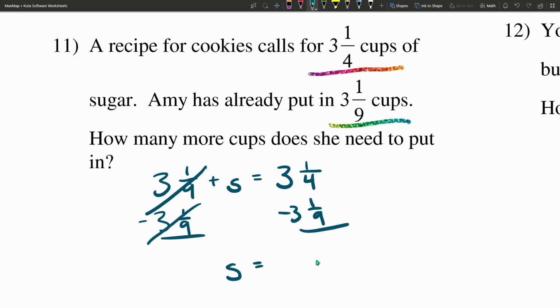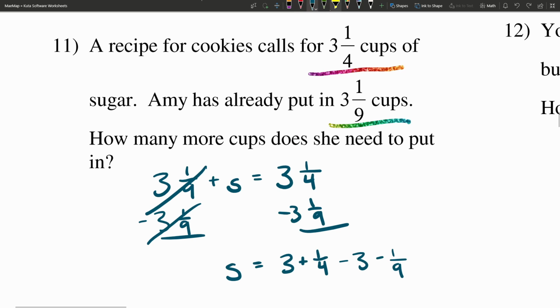Now, if you remember from our previous worksheet where we did one-step equations with fractions, we can break these mixed numbers up. 3 1/4 we'll write as 3 plus 1/4, and because we're subtracting 3 1/9, that's subtracting 3 and subtracting 1/9. So we have to keep the same signs with those mixed numbers. If they're positive, both the whole number and fraction part of the mixed number is positive. If we're subtracting or it's negative, both the whole number and the fraction are subtracted.